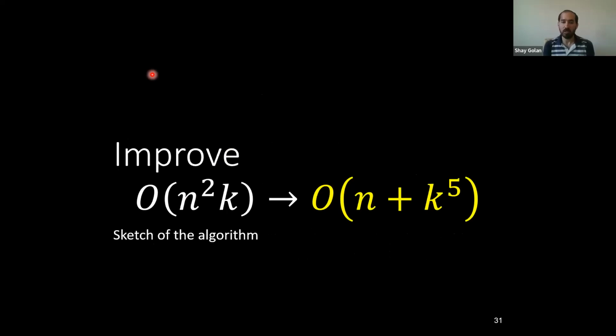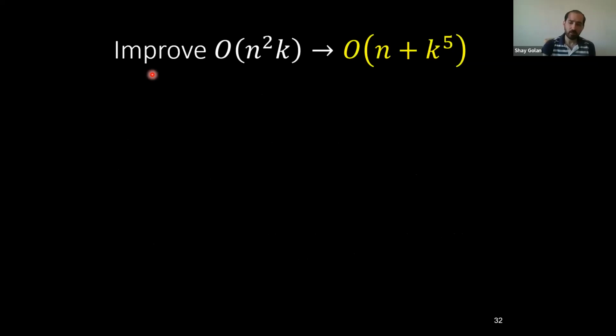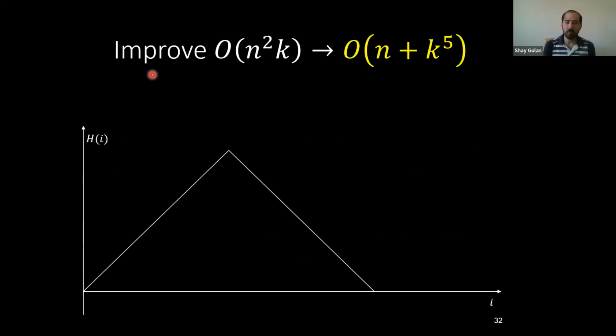In the remaining time, I just want to give some ideas of how we further improve the running time for small k to order of n plus k to the 5. So the idea is that let's start with considering some degenerate case where we don't have valleys at all. And so the input is composed of a sequence of opening parentheses followed by a sequence of closing parentheses.